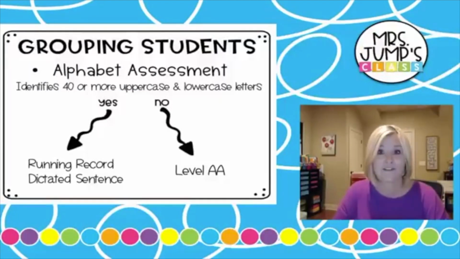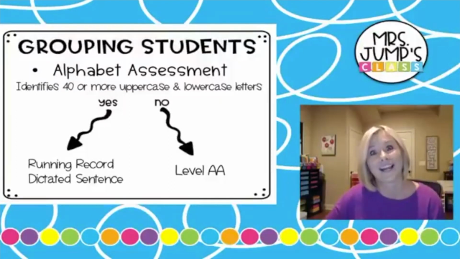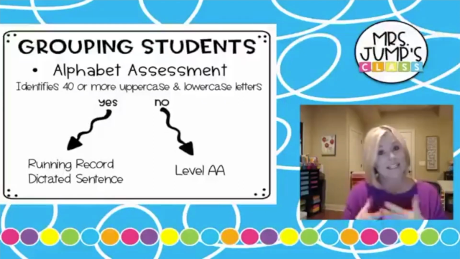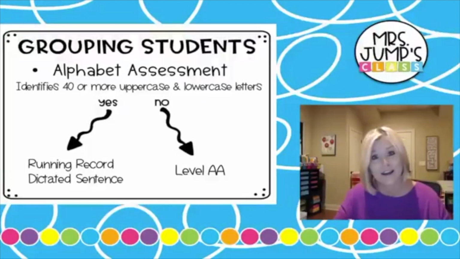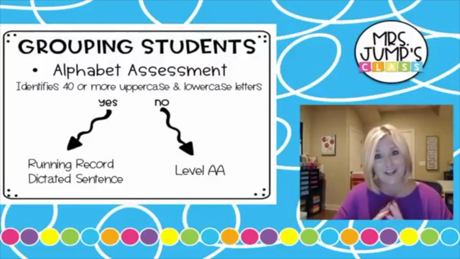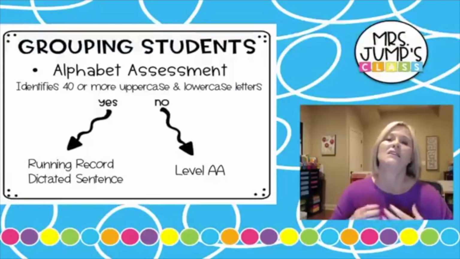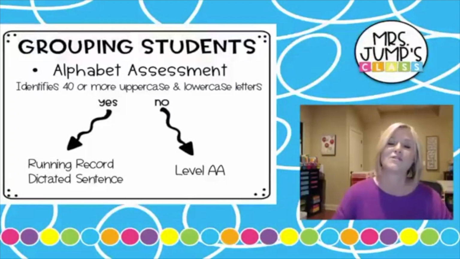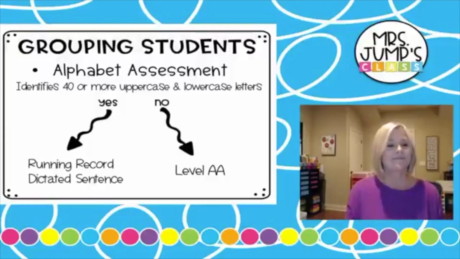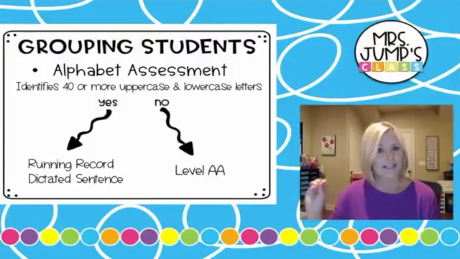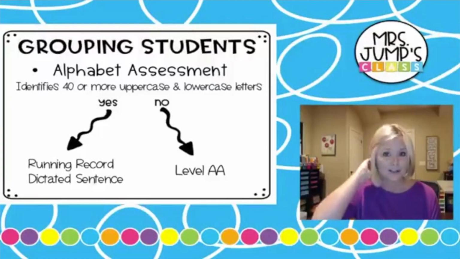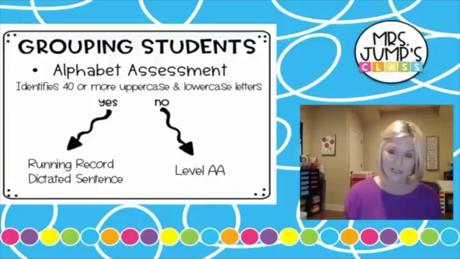If they can't identify 40 or more upper and lowercase letters, then I don't even need to do a running record on them. I don't need to do a dictated sentence on them yet because they're just not ready for that. I just know that I automatically am going to start them in a level AA reader, which is for pre-readers, which we'll talk about next week, and I'll show you exactly what that looks like. Some activities that you're going to do with them in those groups if they're level AA, and that kind of thing. So again, if they identify 40 or more uppercase or lowercase letters, you're going to do a running record, which we're going to talk about tonight.